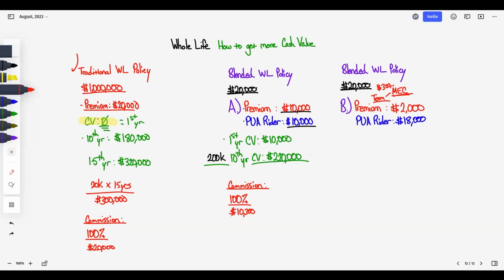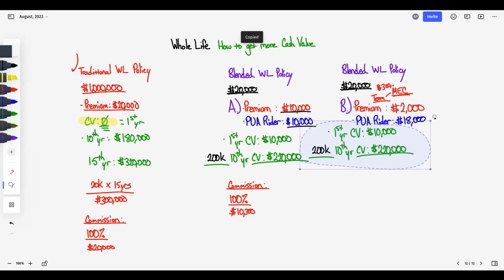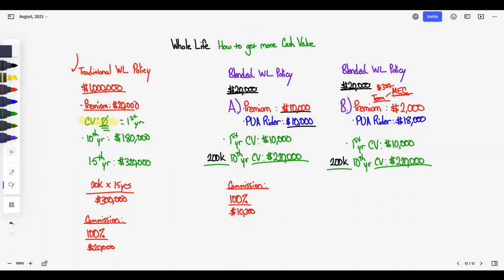But let's continue on here. We'll just use this for simple math right now. You've got a $2,000 premium and an $18,000 PUA. So when we look at everything here, what happens? First year cash value is what? It's not $10,000. It's definitely not a zero. It's going to be closer to $18,000. It does depend on the product. It might be $17,000 or something like that, but you can see what's going on here.